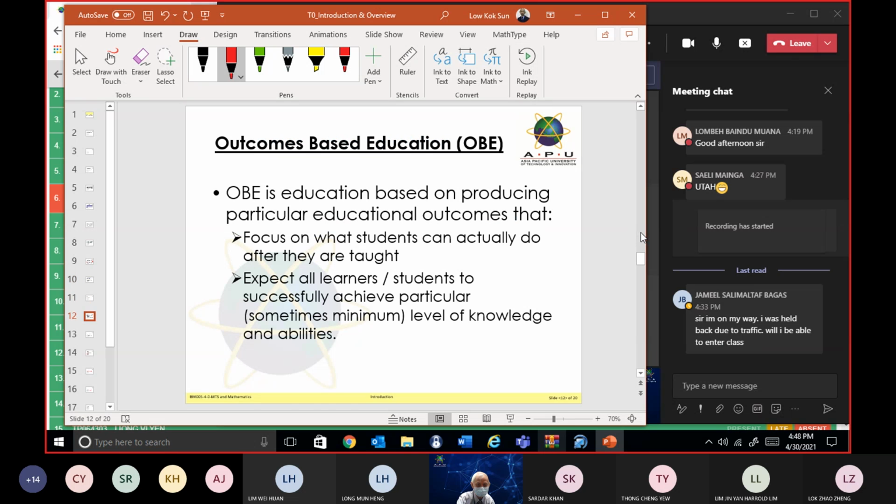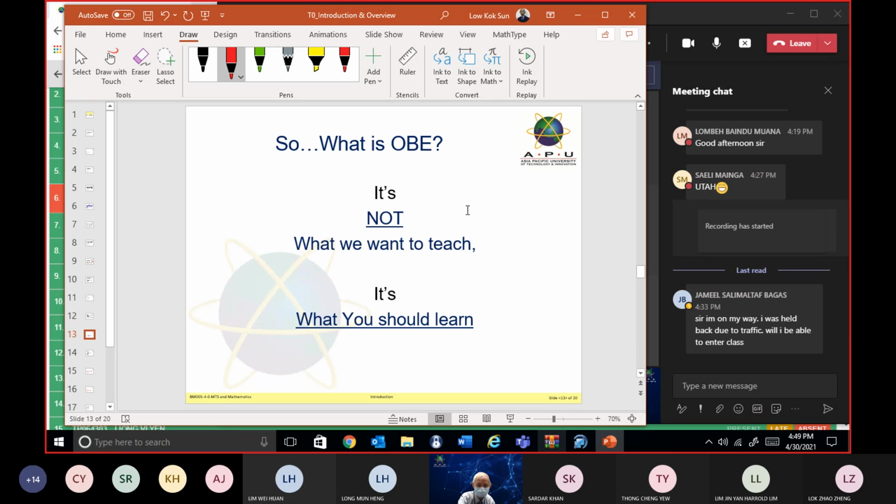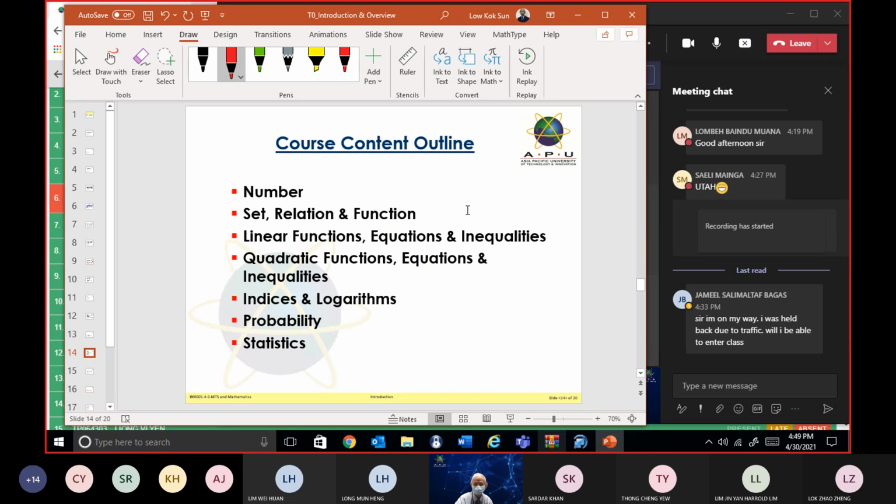Okay, because our Malaysian government emphasizes being the same as the international standard, we design our courses based on outcome-based education, meaning we teach not what we want to teach, but what you can use in future, okay? So those things that we teach are going to be used for your career later on, not just learned for nothing, okay? Something to be applied. Okay, this is the one I'm talking about.